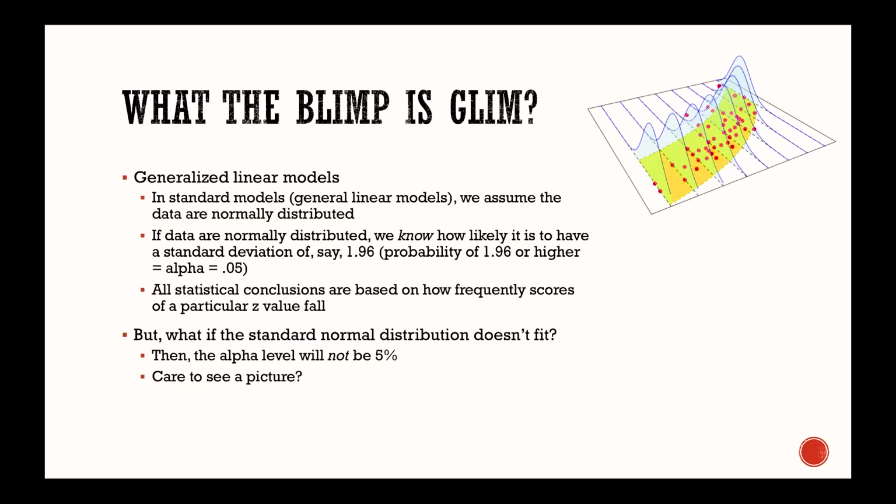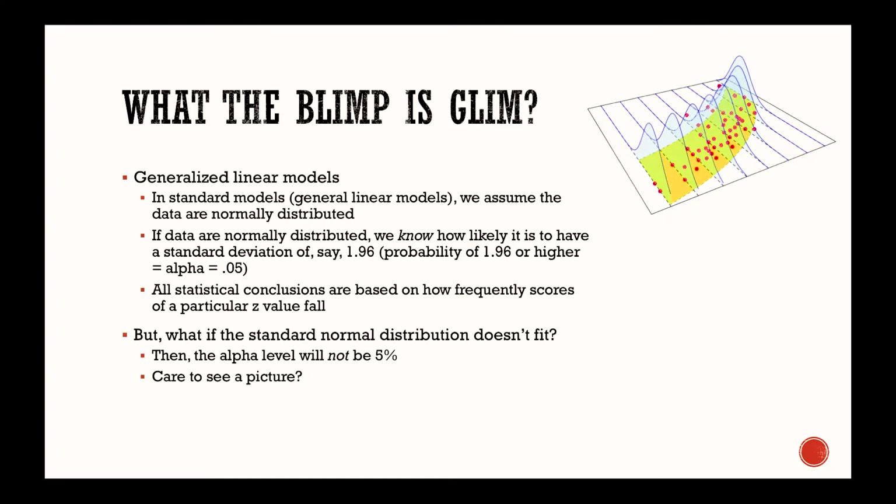So what the blimp is a GLM anyway? Well, GLMs, or generalized linear models. In standard linear models, or general linear models, not generalized, but general linear models, we assume the data are normally distributed. If data are normally distributed, we know how likely it is to have, for example, a standard deviation of, say, 1.96, or the probability of having a 1.96 or higher being equal to an alpha level of 0.05. So all statistical conclusions are based on how frequently scores of a particular z fall. Makes sense? But what if the standard normal distribution doesn't fit?